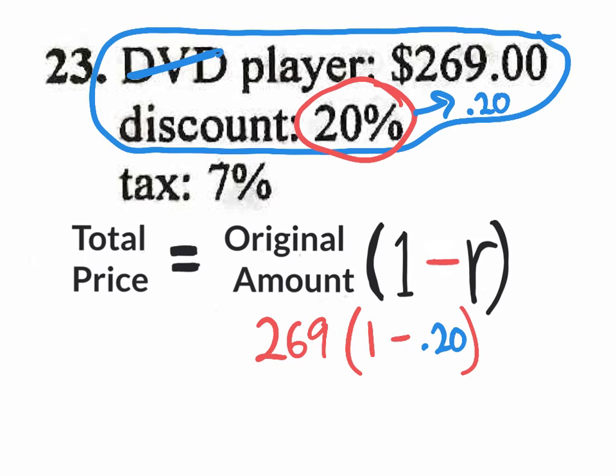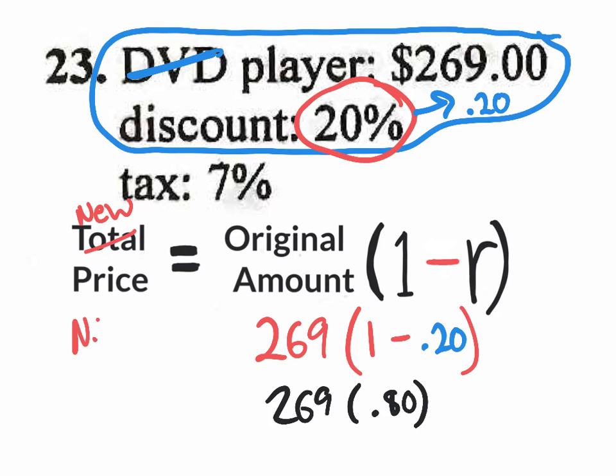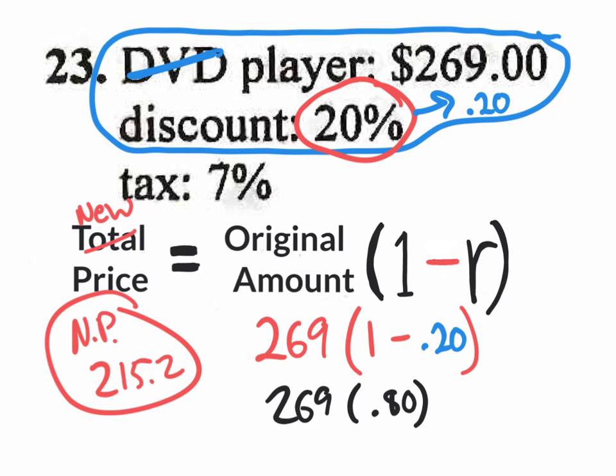So on the calculator, you're going to go 269 times 1 minus 0.20. You could actually type it in, close parenthesis, hit equal, or you could just type in 0.80. If I take $1 and I subtract 20 cents, I'll have 80 cents. So 269 times 0.80, you get 215.2. So my new price is 215.2. Now I still need to calculate taxes on that new price.